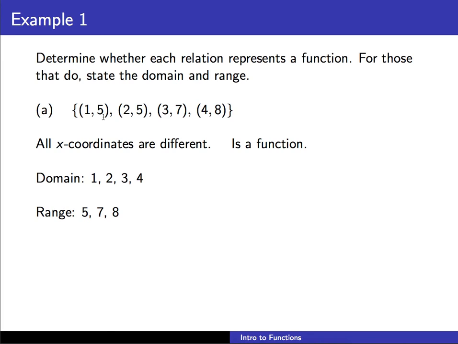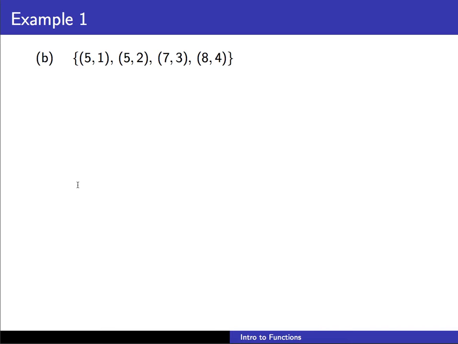So it's okay to get the same output for different inputs, but not the other way around. Part B, we have 5, 1, 5, 2, 7, 3, and 8, 4. Sounds like a bunch of heights. So all the x coordinates this time are not different. Here we have a 5, sometimes giving us a 1 in return. Other times this 5 is giving us a 2 in return.